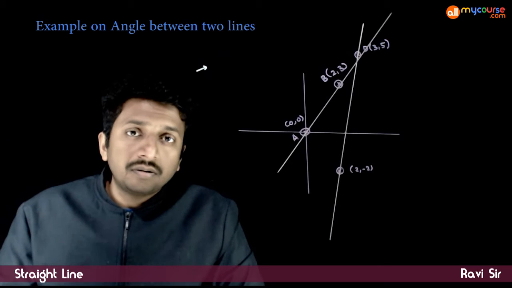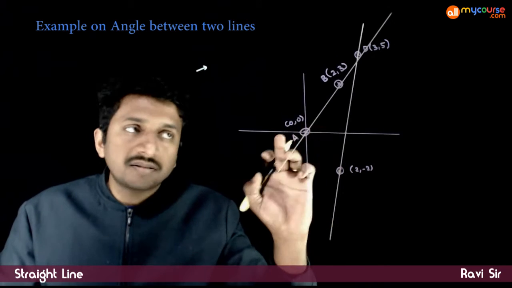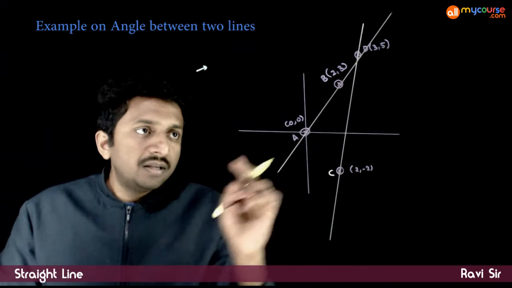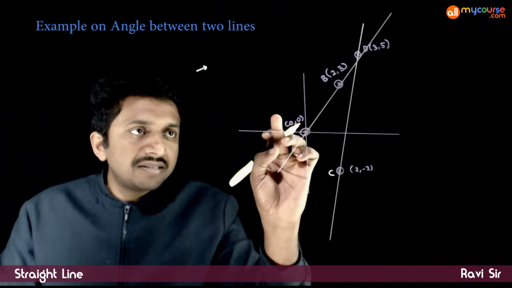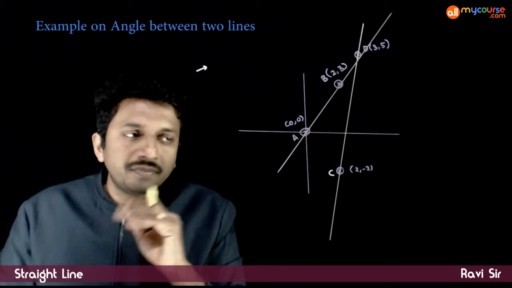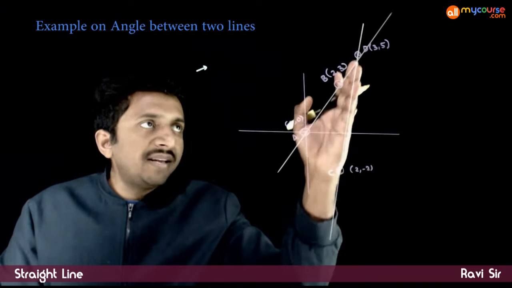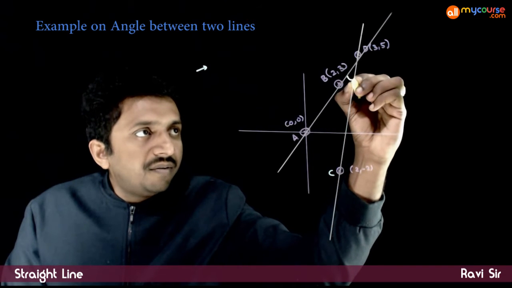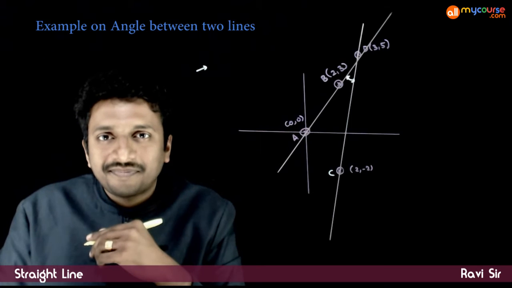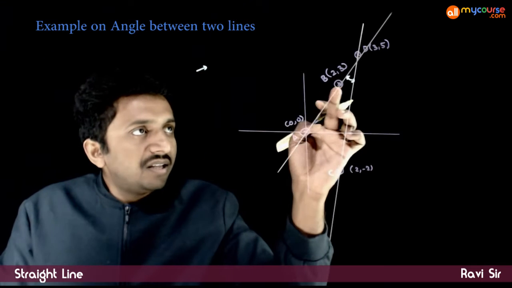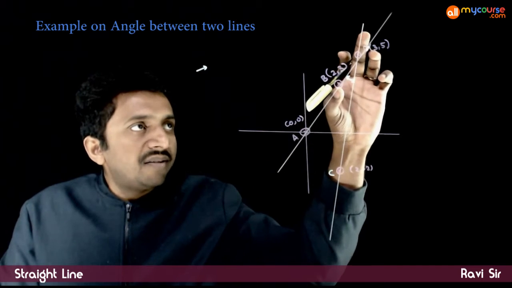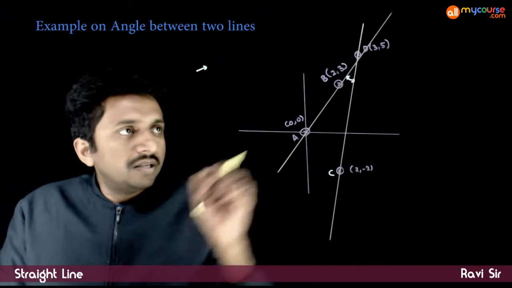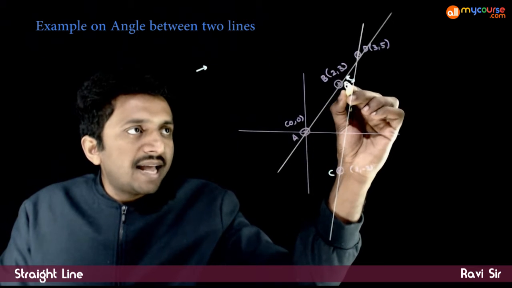In this question, you're given that you have two lines AB and CD. The first line is passing through (0, 0) and (2, 3). The second line is passing through (2, -2) and (3, 5). And you're asked to find the angle between these two lines. As we have seen, between these two lines you have an acute angle and an obtuse angle. So you're asked to find what this angle is.